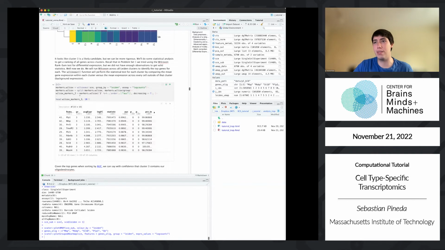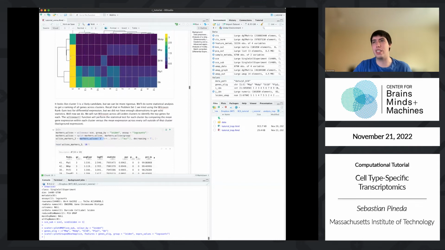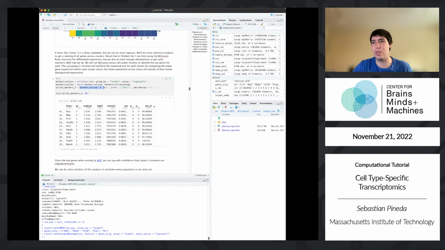And if we do that, and we pull out the results for cluster 3, which is enriched for these 5 canonical oligodendrocyte marker genes, we see all the ones we found before, all the ones we knew about, as well as a bunch of new ones.